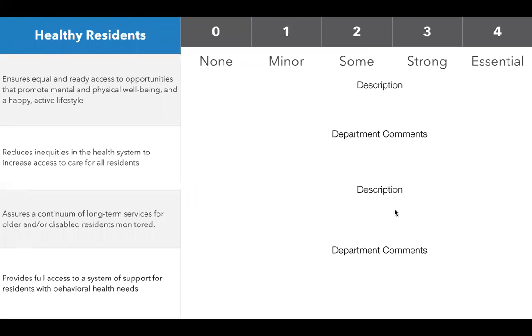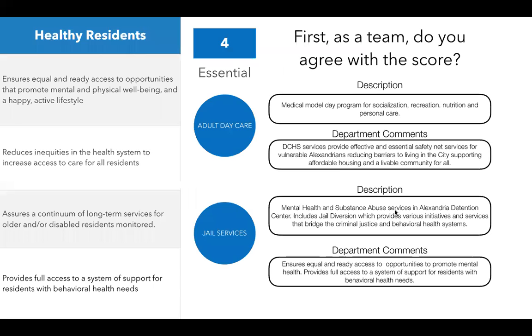Just as an example of ways to approach the peer review process, these are 2 services from your service inventory, and this is how they were scored against the result area of healthy residents. So adult daycare and jail services both scored a 4 in healthy residents based on department scoring. So that is saying that these 2 services are essential to the healthy residents result area being a success.